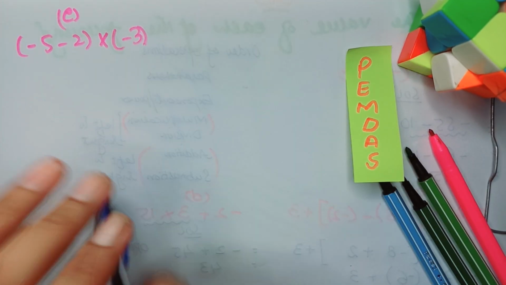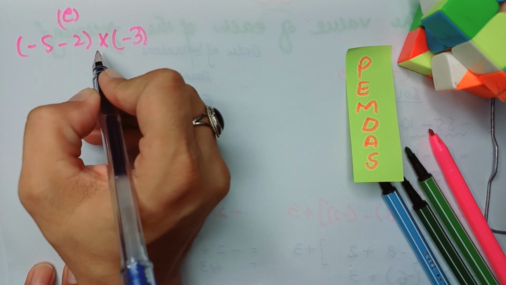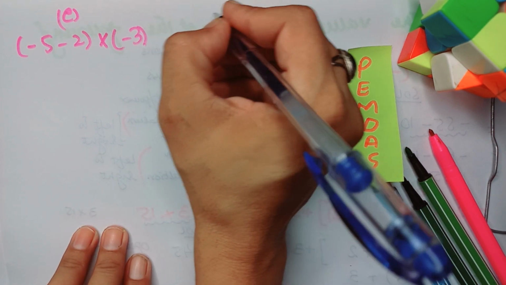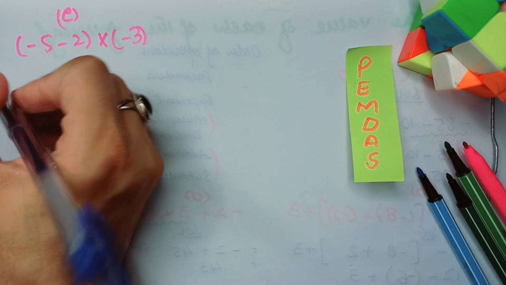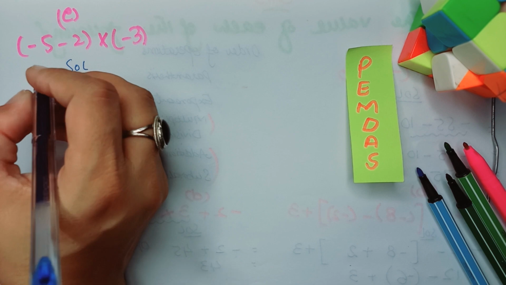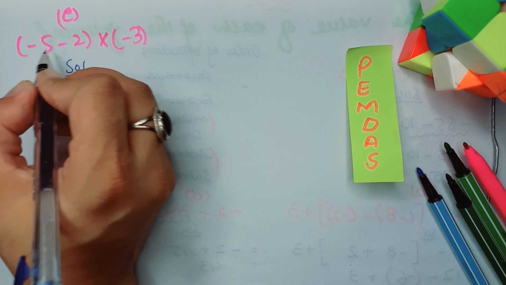E part. In E part, we also have the combine operations, like multiplication and subtraction. So what we will do is follow the order of operation. First, parenthesis. So we will solve the parenthesis, meaning brackets. You can see the bracket here. So you will solve the bracket first.